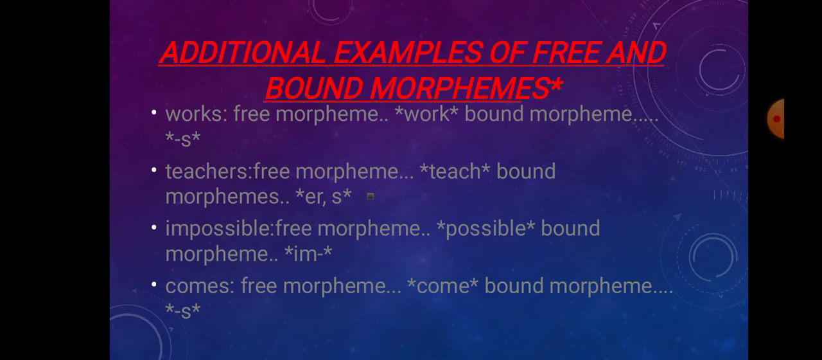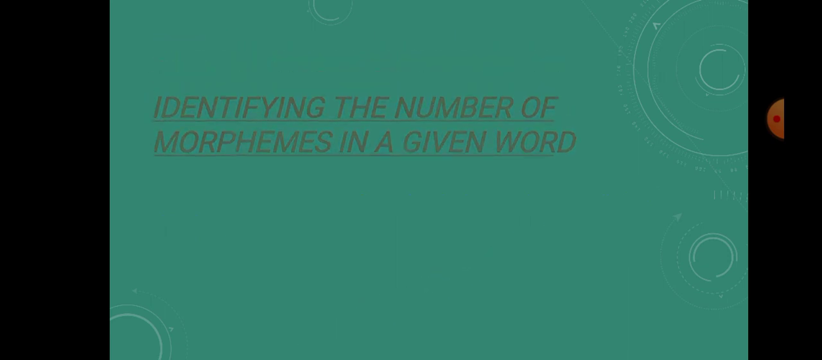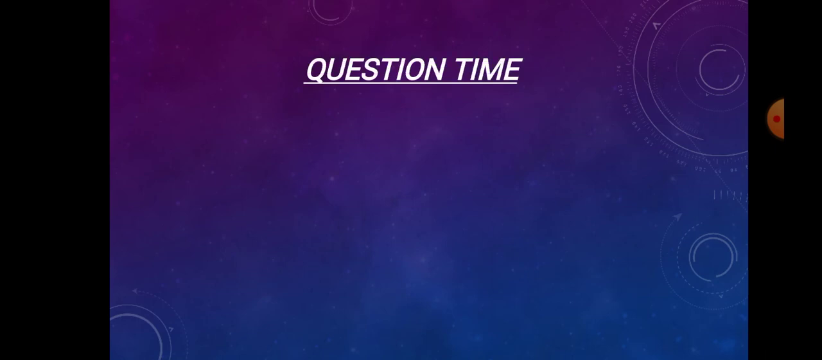Now let's look at teachers. Teachers consists of three morphemes, that's one free morpheme and two bound morphemes. The free morpheme here is teach, and the bound morphemes here are er and s. Now let's look at how we can identify the number of morphemes in a given word.